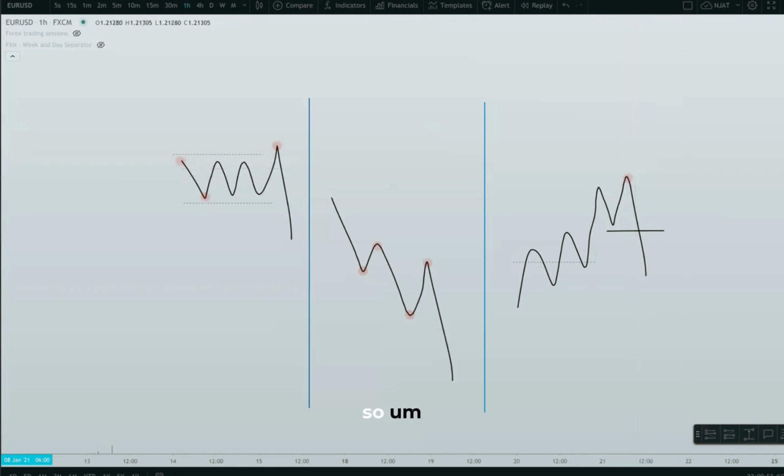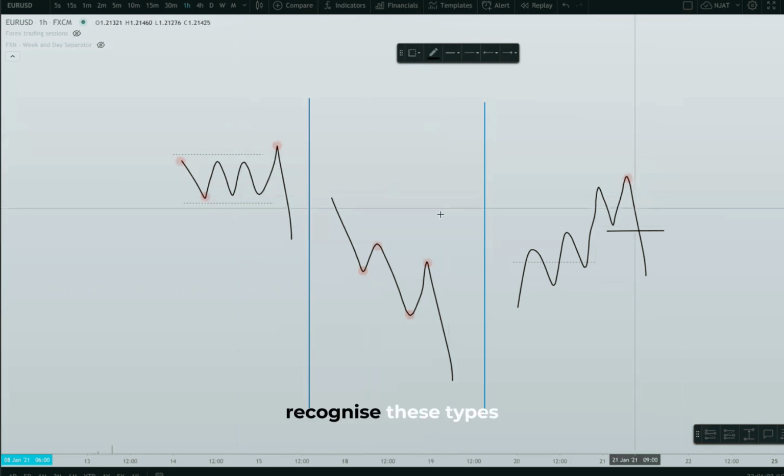Obviously we know what these look like. We've all had time and experience to observe these in the market. So what we wanted to do was just highlight what we're seeing. This is where our confidence is built from, being able to recognize these types of price delivery. So first of all, I'll go through the first one.